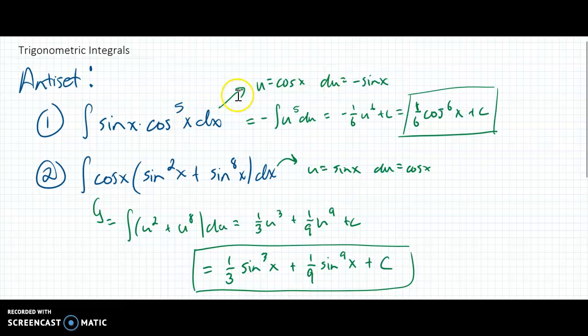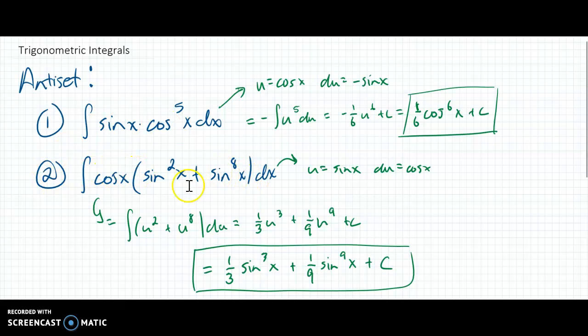U is cosine x for this one. Du is negative sine x. So really, I just rewrite this as a negative integral u to the fifth du. Gives me negative 1/6 u to the 6 plus c. And then I always make sure to rewrite it with the variable that was originally given to me. So I write 1/6 cosine to the 6 of x plus a constant.